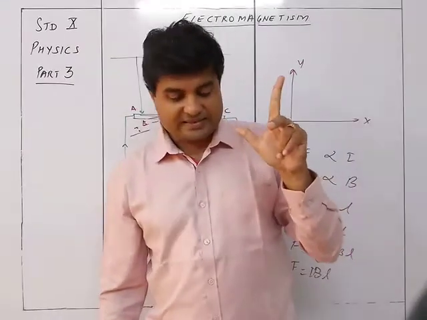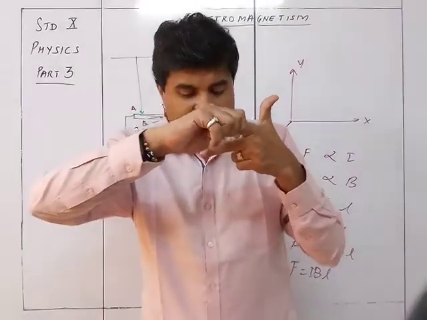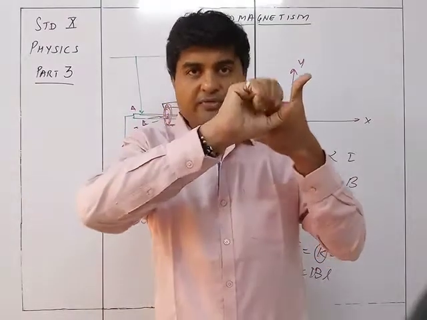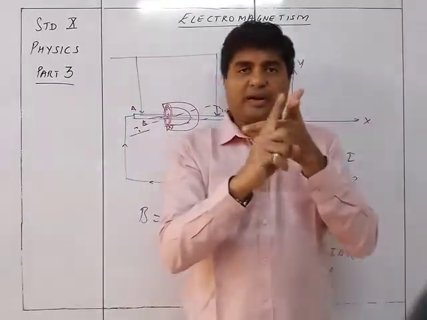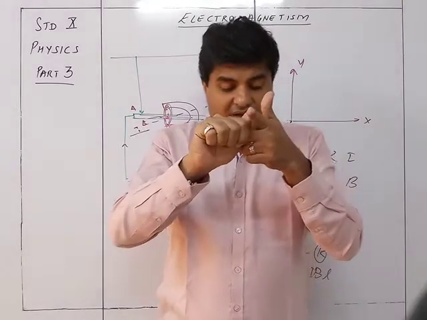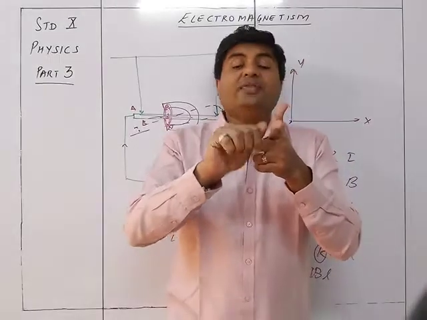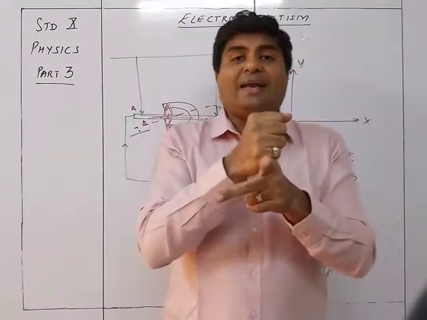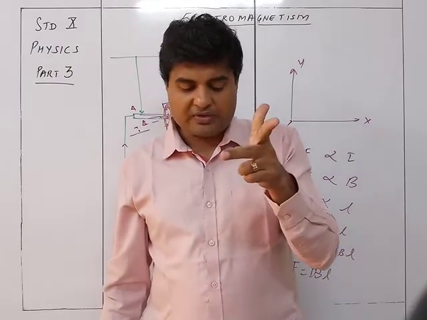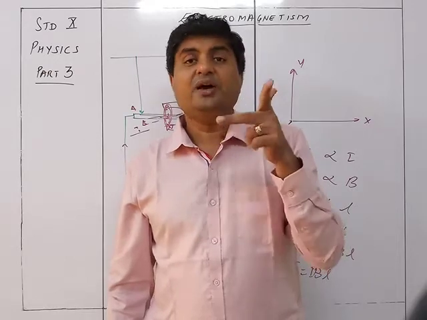So you can see that all these three are mutually perpendicular to each other. When such a thing is there, if the forefinger indicates the direction of the magnetic field, the central finger indicates the direction of the current, then the thumb will indicate the direction of the force. The thumb will indicate the direction of the motion of the conductor, that is the force on the conductor. Okay, this is Fleming's left hand rule.